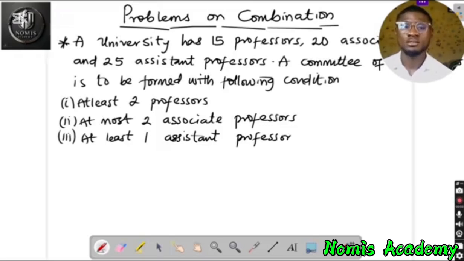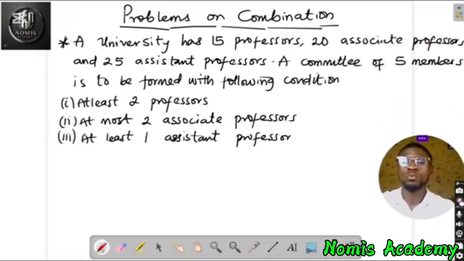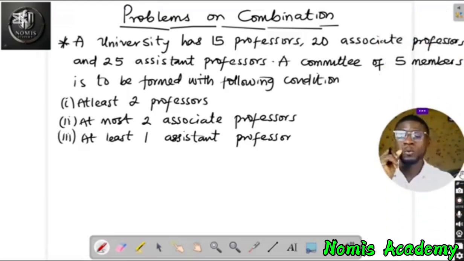This time we'll be dealing with problems on combination, and we have a question to critically analyze and solve. A university has 15 professors, 20 associate professors, and 25 assistant professors. A committee of 5 members is to be formed with conditions: 1, at least 2 professors; 2, at most 2 associate professors; 3, at least 1 assistant professor. In how many ways can we select to form a committee of 5 members?